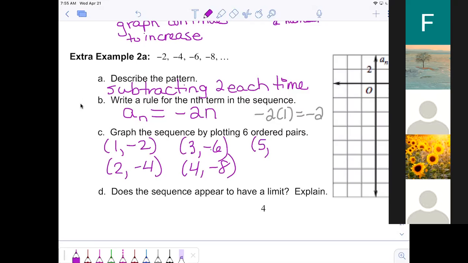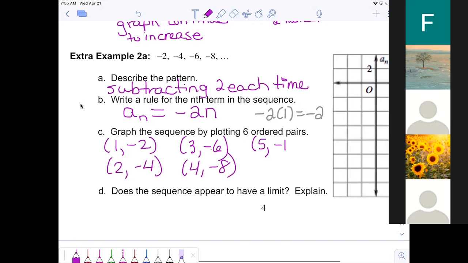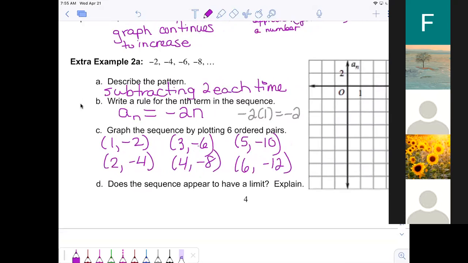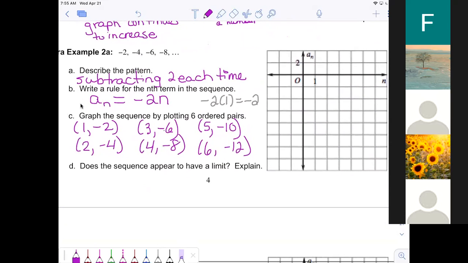So my 5th position would be a -10 if I continue the sequence. The 6th position is -12. So a good bit of your homework is graphing sequences. And then you're going to plot those points. Your graph paper that's provided for you today is sequence graph paper. And you'll just have to make sure that if it's a negative sequence with negative values, you choose the negative one from the graph paper. I have both on there for you.